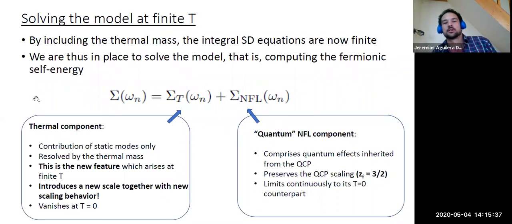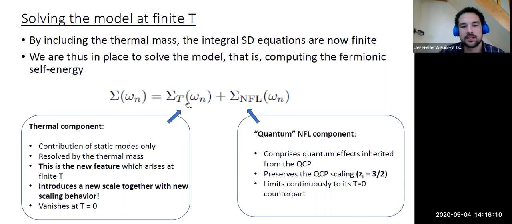So now we learned that by including the thermal mass, we can render all the integrals finite, and we can go to our original task, which is to solve the model. Before going to that, let me just recall to you the splitting of the self-energy into these two components. On the one hand, we have the thermal component, which is the new feature at finite T. It accounts for the contribution of the static modes, as we have seen, which got resolved by the inclusion of the thermal mass, of course.